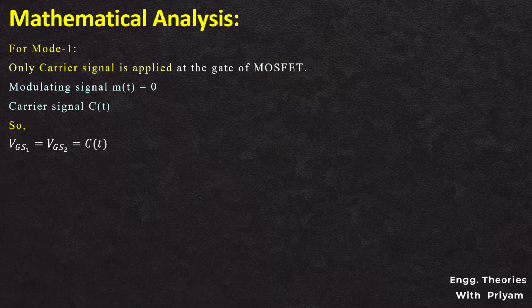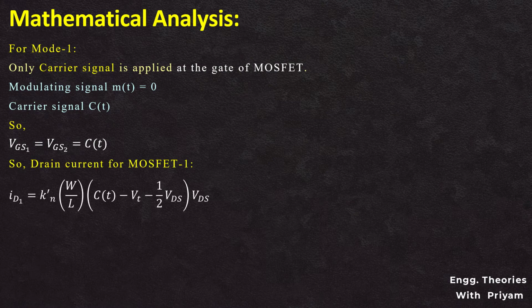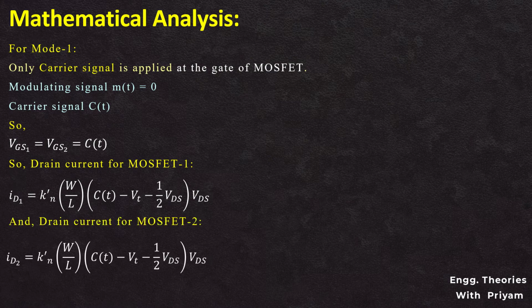And they will also have the same drain current. So, the drain current from MOSFET 1, ID1, is equal to Kn prime W by L (CT minus VT minus half VDS) into VDS, and the drain current from MOSFET 2, ID2, is equal to Kn prime W by L (CT minus VT minus half VDS) into VDS. Here both currents are the same and are also equal in magnitude but in the opposite direction.